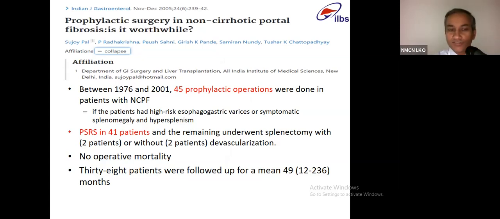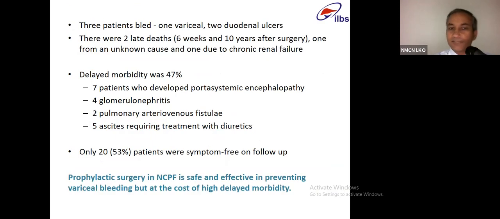So what about surgery in non-cirrhotic portal fibrosis? This is the data from AIIMS, where 45 PSRS operations were analyzed, and it was found that 3 patients subsequently had a bleed. One had a variceal bleed and 2 had a duodenal ulcer bleed. There were 2 late deaths, and one was related to renal failure.